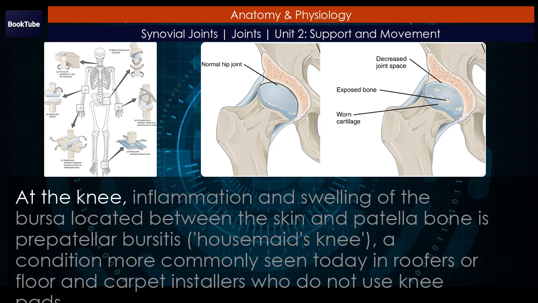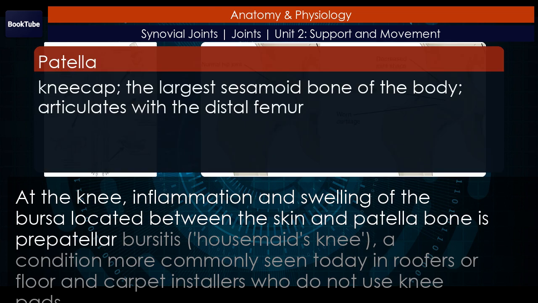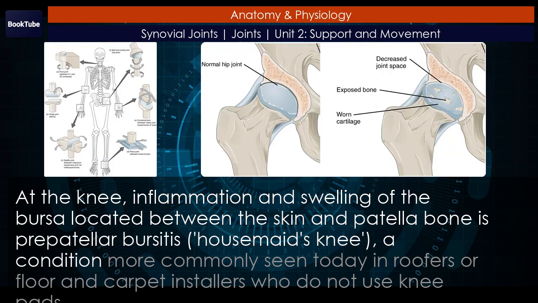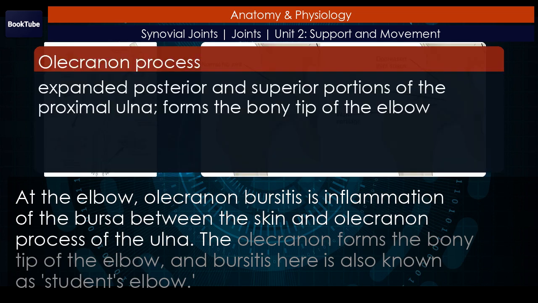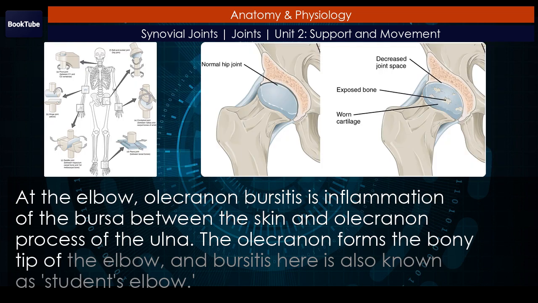At the knee, inflammation and swelling of the bursa located between the skin and patella bone is prepatellar bursitis, or housemaid's knee, a condition more commonly seen today in roofers or floor and carpet installers who do not use knee pads. At the elbow, olecranon bursitis is inflammation of the bursa between the skin and olecranon process of the ulna. The olecranon forms the bony tip of the elbow, and bursitis here is also known as student's elbow.